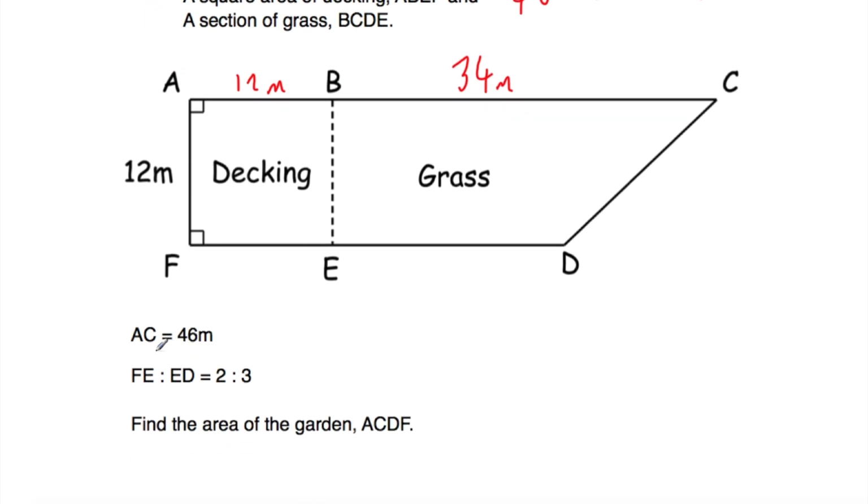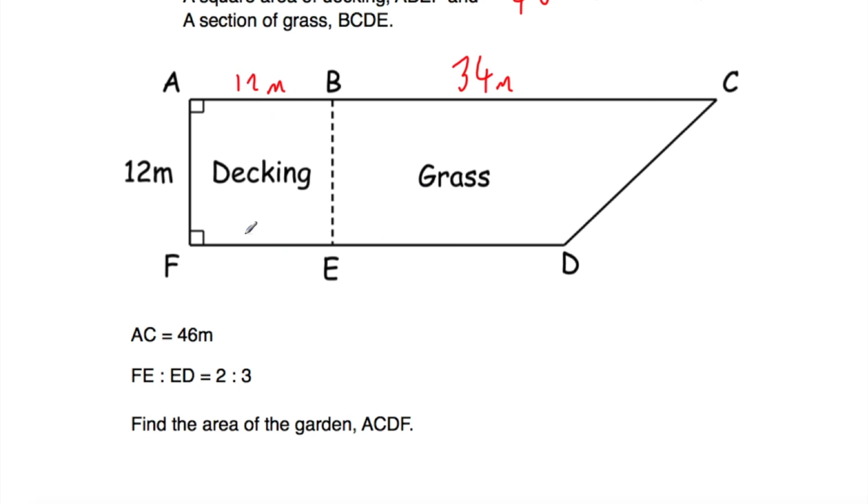Then the question says the ratio of FE to ED is 2 to 3. So for instance, if that was 2 meters, that'll be 3 meters. If that's 20 meters, that's 30 meters. That's the ratio of those sides. And we've been asked to find the area of the garden.